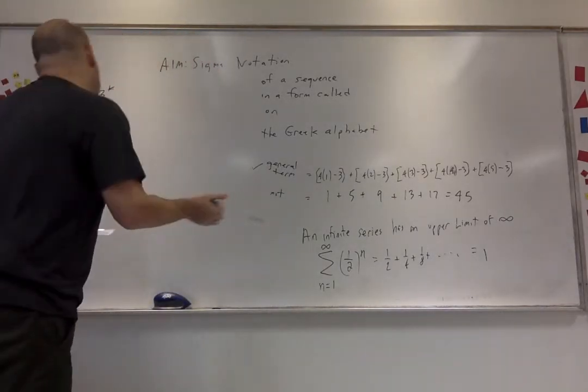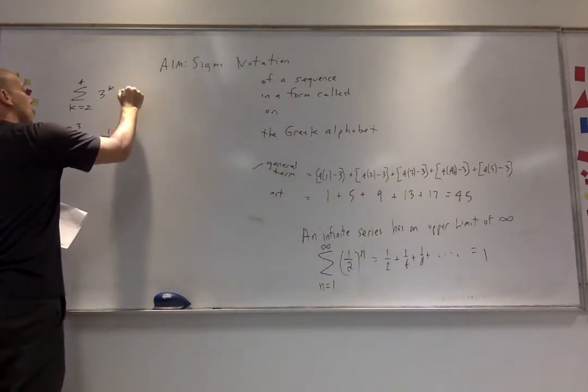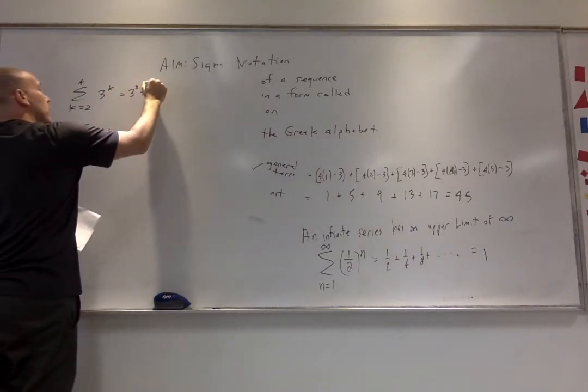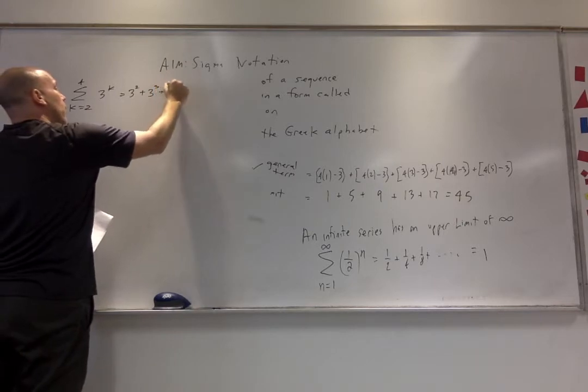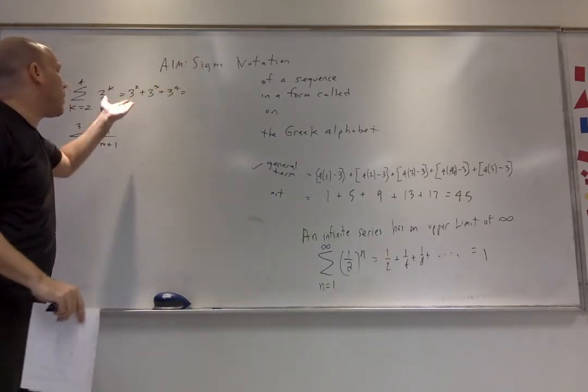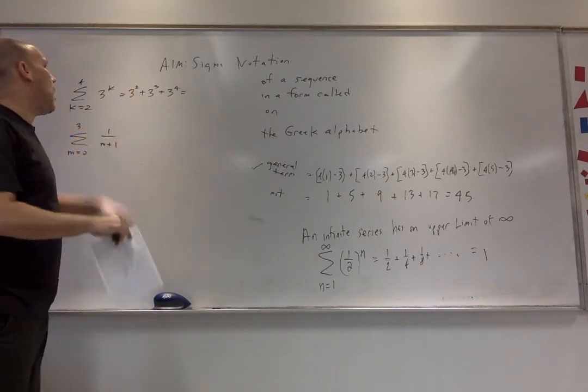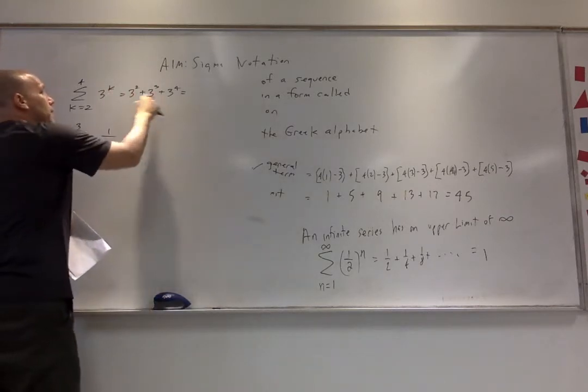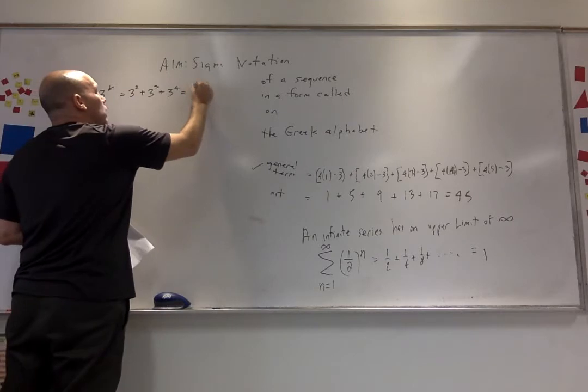Okay, we're back. You know that this is 3 squared plus 3 to the third plus 3 to the fourth. You would use your GDC for this. It's pretty big. So what is it? It's 9. 81 plus 9 is 90. 90 plus 27 is 117.